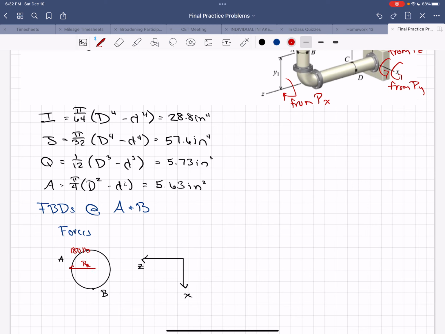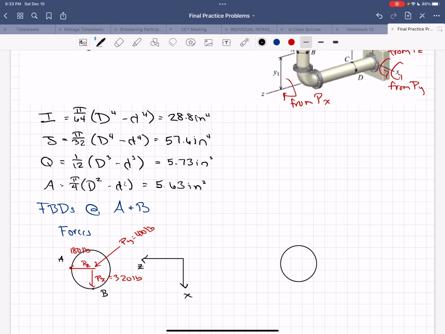We can't draw a straight PX. This is PX, and that equals 320 pounds. And then we have a PY acting longitudinally along the axis of the pipe, and that is 410 pounds. All right, so now let's draw the moments that we're going to find here.